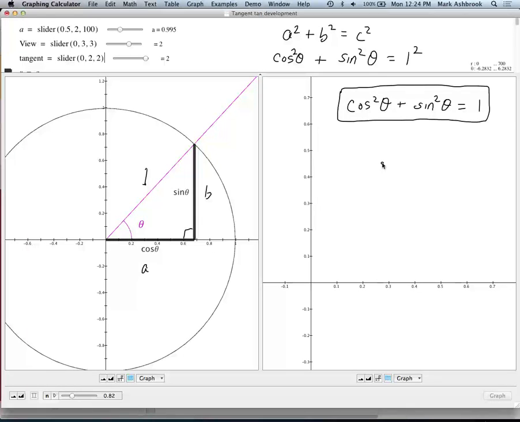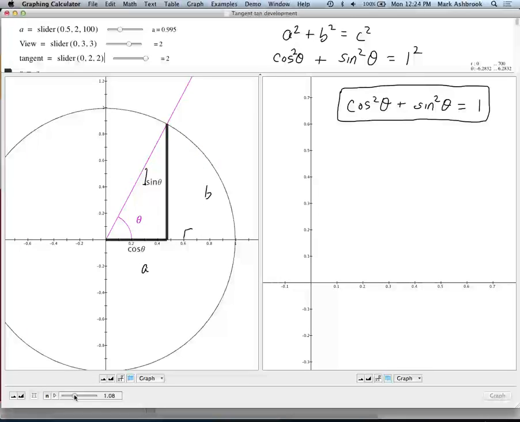So, question. Is it an identity or is it just an equation that's true for some values of theta? Is it a true identity? Is it only true for some values of theta or for all values of theta? Let me change it here. How about now? Is it true now?